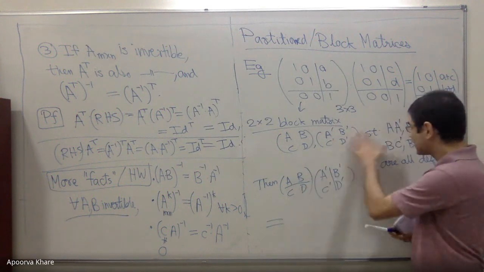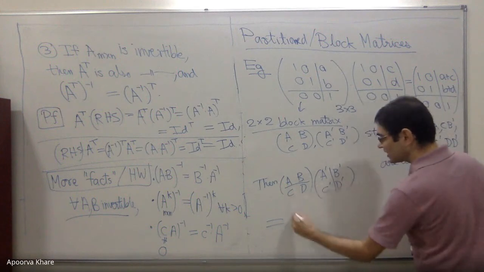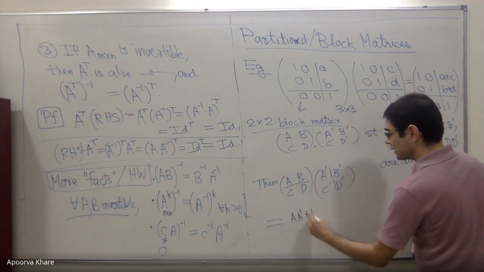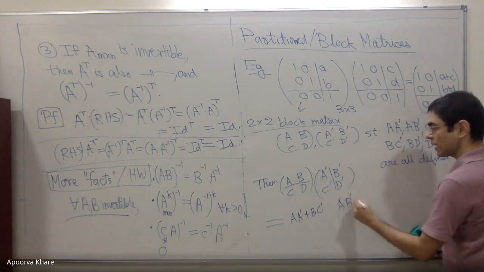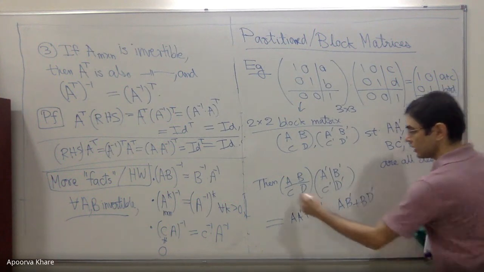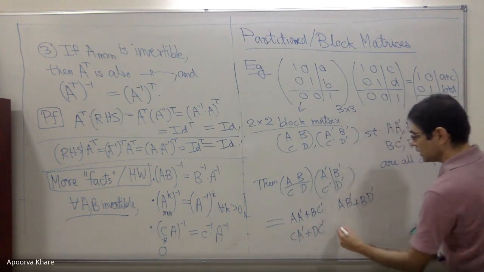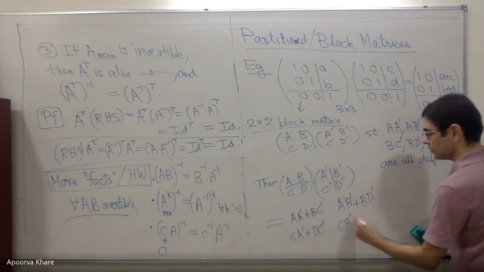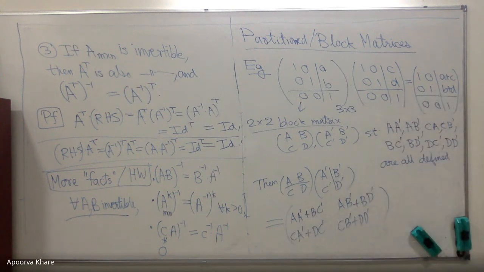The moment these entries are all defined, this product actually equals: the 1/1th entry is A A prime plus B C prime. The 1/2th entry is A B prime plus B D prime. And then you get the idea. C A prime plus D C prime, C B prime plus D D prime.